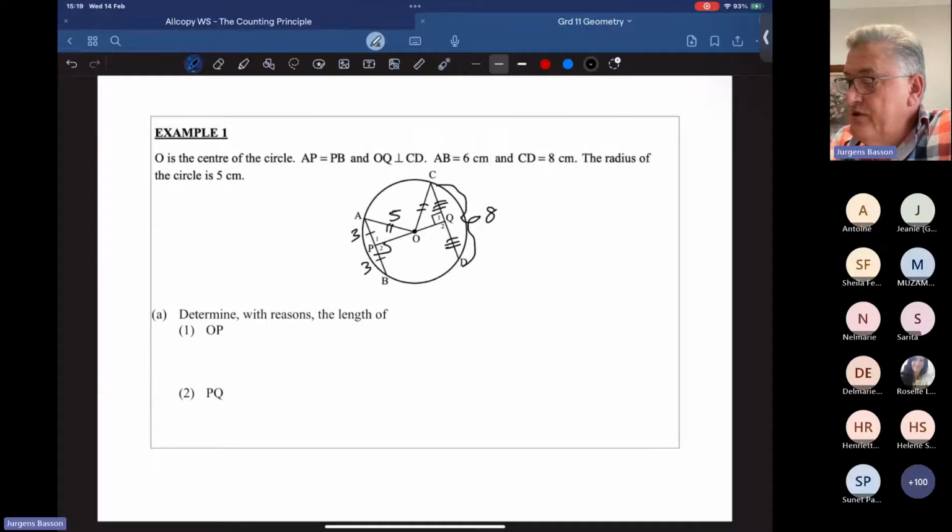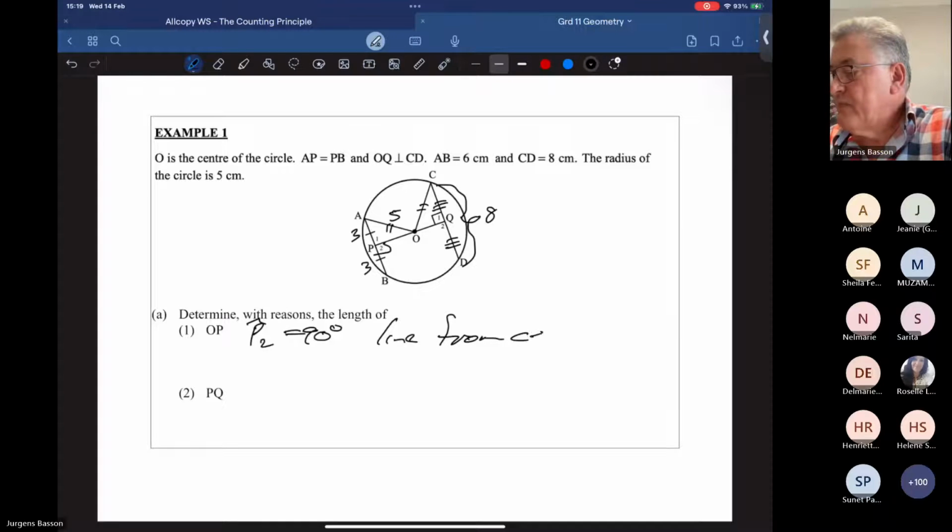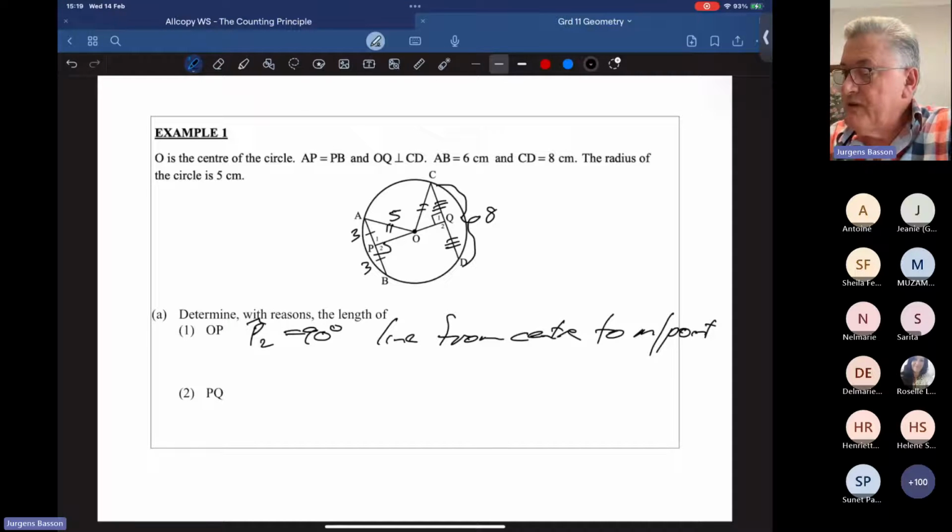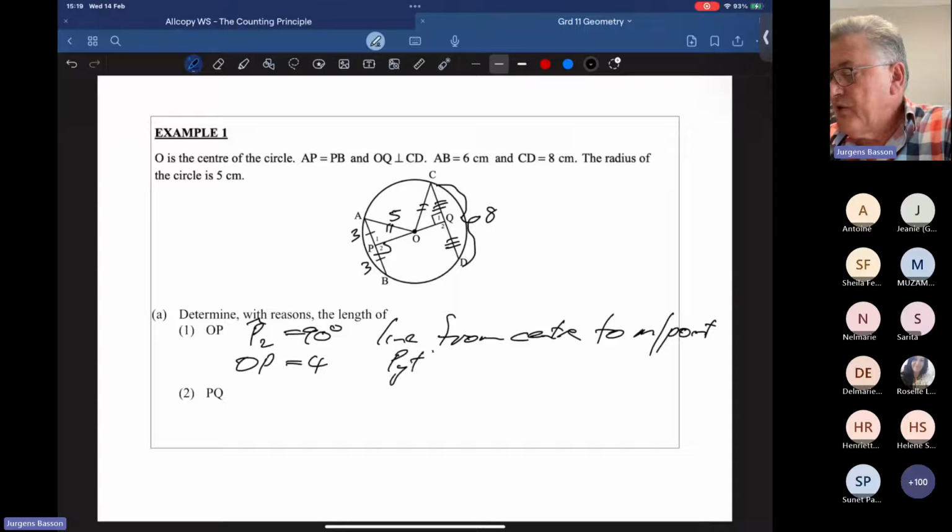Now to go to OP, you notice that is a right angle triangle, but we don't know it. So we first need to say that P2 is 90. So I'm going to say P2 is equal to 90 degrees, that one. And that is a line from center to midpoint. Because that is the theorem I use. It's the line from the center to midpoint will be perpendicular. Now, because that is 90, that is a right angle triangle. So we can now easily say that OP will be 4, and that is where we use Pythagoras. I didn't put more steps in just because of the space, but I think you know what I'm referring to. So that is my OP, and that was the question.